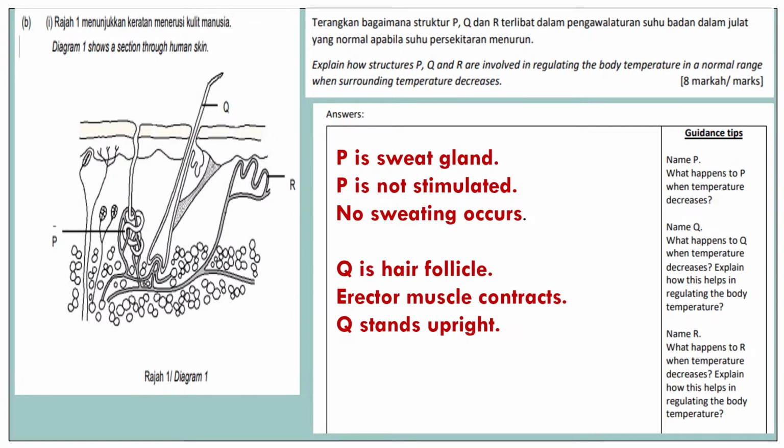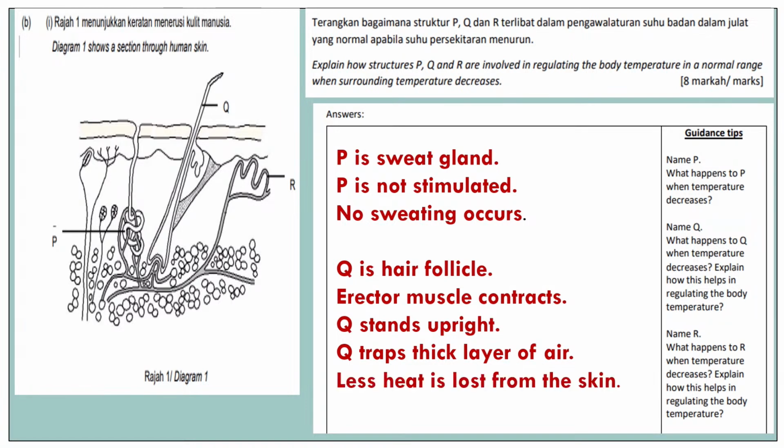So what is the effect? Q traps a thick layer of air. That means the hair follicle will trap a thick layer of air. So less heat is lost from the skin, so more heat is retained in the body to keep us warm. Okay, next one.